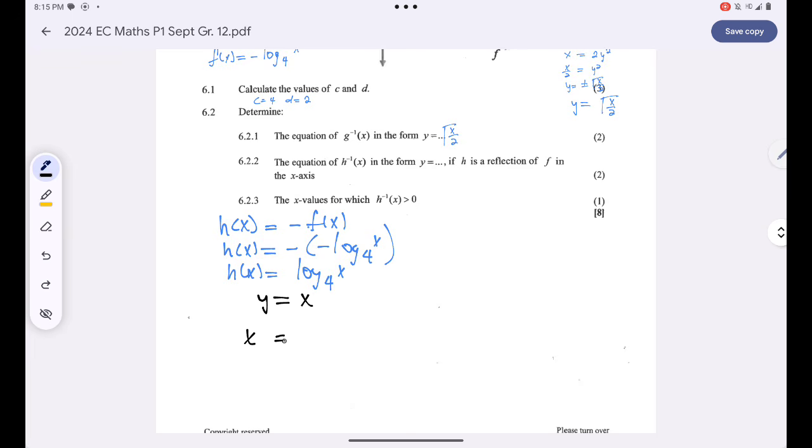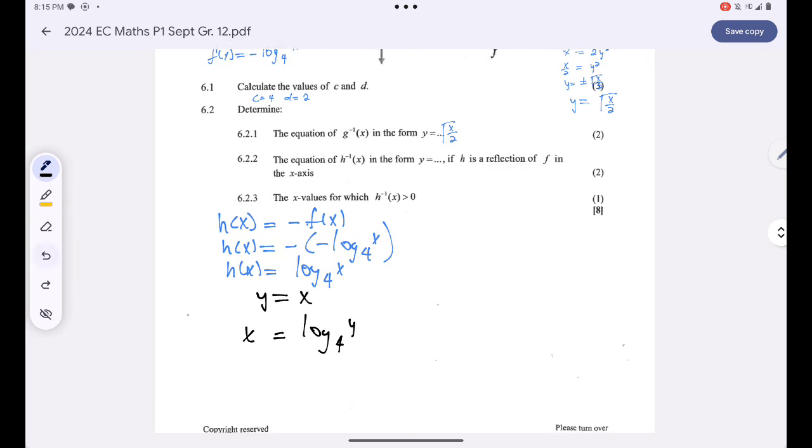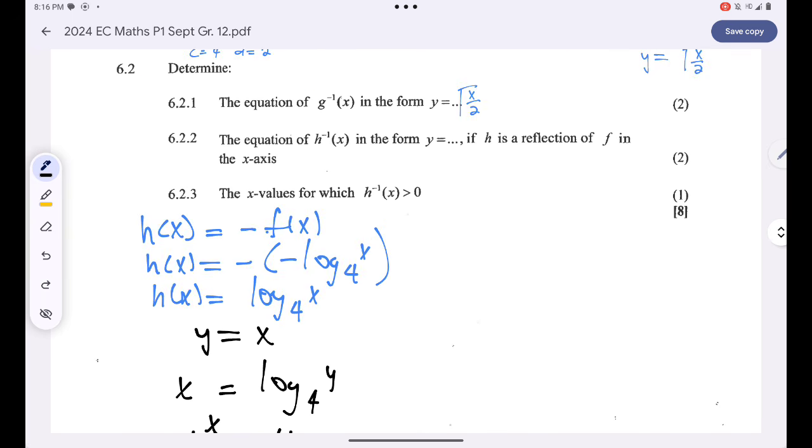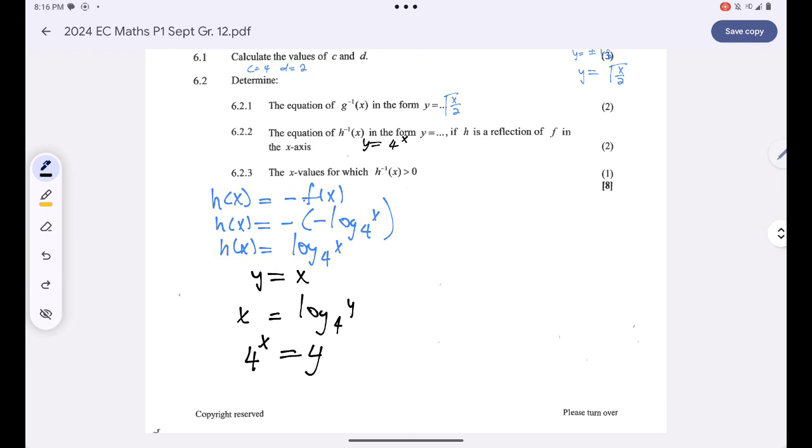I'll have x on the left hand side and then y over there, and then all I need to do, guys, is to simply isolate the value of y. How can I do that? By making 4 the base on the other side. So I'll have 4 to the power x is equal to y. So the inverse of h of x, y, is basically equal to 4 to the power x.